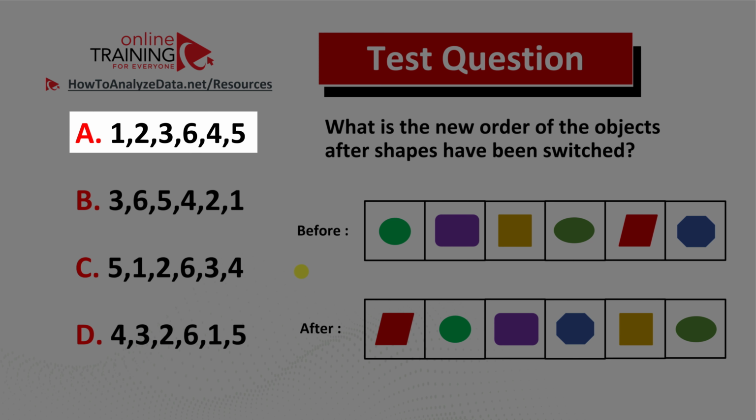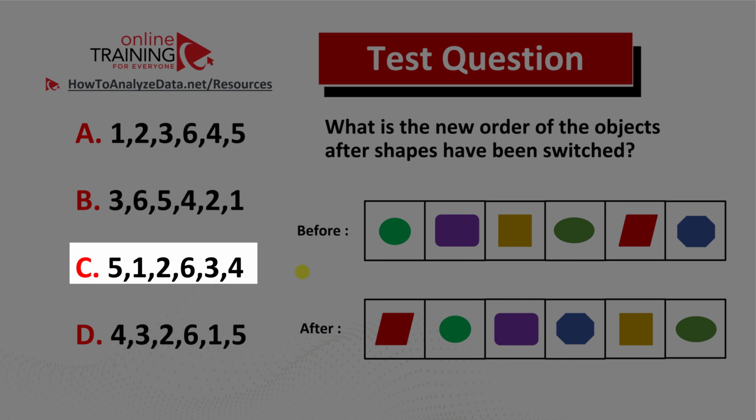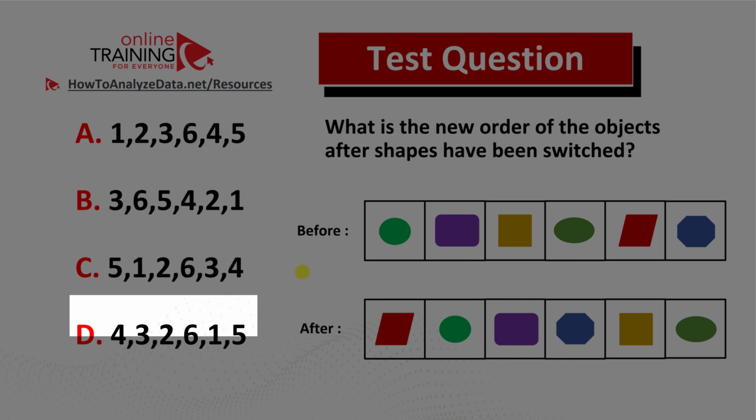1, 2, 3, 6, 4, 5. Choice B for the new order, 3, 6, 5, 4, 2, 1. Choice C for the new order, 5, 1, 2, 6, 3, 4. And choice D, 4, 3, 2, 6, 1, 5.